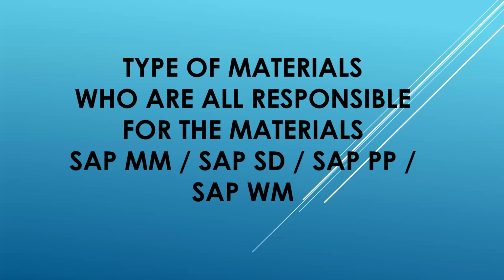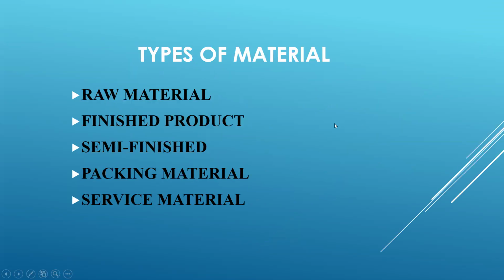Hello everybody, we are going to see types of materials and who is responsible for which material, which consultant is responsible. First, the types of material: raw material, finished goods, semi-finished, packing material and service material. Five types of material, predominantly used in SAP, and not only in SAP, in any industry.